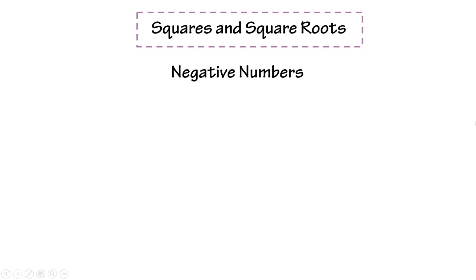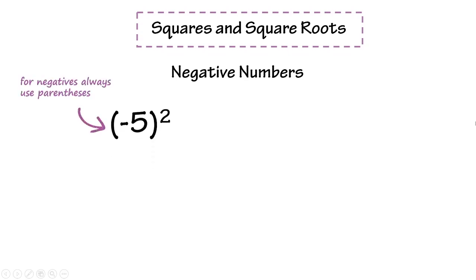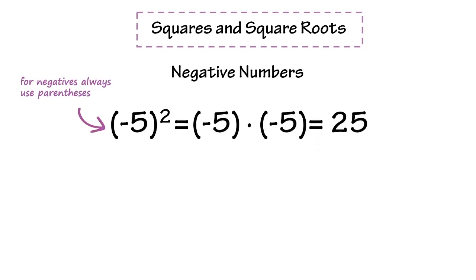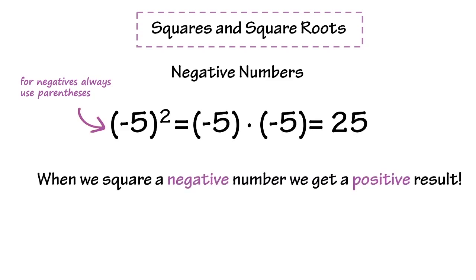We can also square negative numbers. For example, what happens when you square minus 5? The result is 25. So, when we square a negative number, we get a positive result, just the same as squaring a positive number.